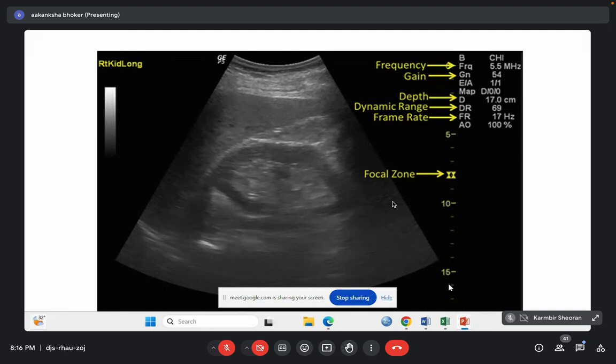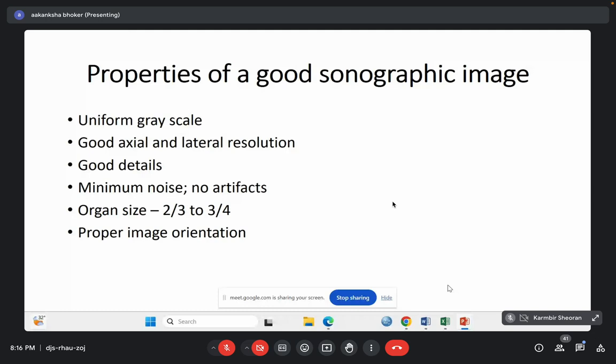So a good sonographic image we should optimize so that it has a uniform grayscale with a good axial and lateral resolution and all the details displayed. Noise, which are unwanted signals which carry no useful information, should be minimum, and there should be no unwanted artifacts. The organ should be optimized to obtain 2/3 to 3/4 of the screen, and image should be oriented as per the accepted standards.